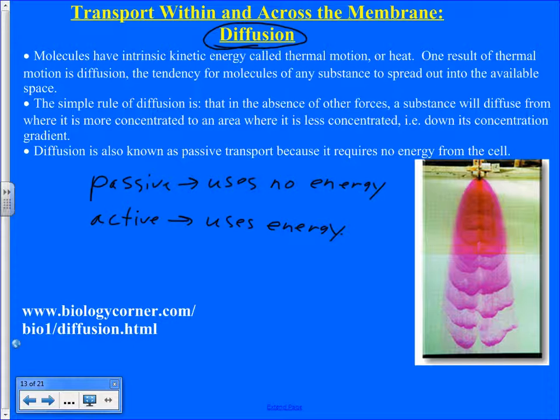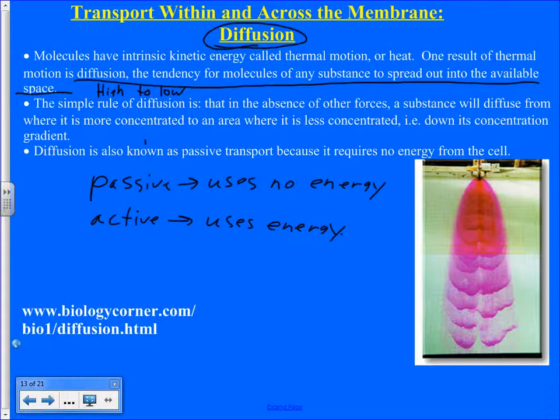Okay, but in any other case, there's this natural movement, and that natural movement will cause them to move away from each other because they run into each other, they bounce off, and they kind of spread out. Okay, so that's thermal motion or heat. And one result of that motion is diffusion. It's a tendency of molecules of any substance to spread out into the available space, okay? Or move from high to low. So it'll move from where it is more concentrated to an area where it is less concentrated, or we sometimes call that down its concentration gradient.